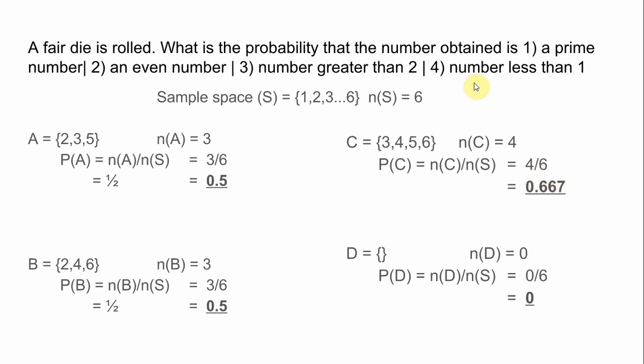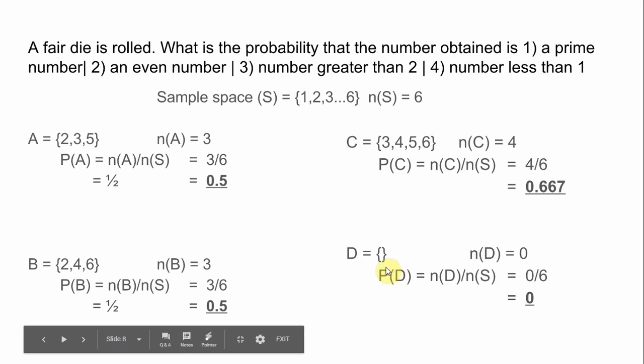Let D be the event of obtaining a number less than 1. When you roll a die, there is no chance that you will get a number less than 1. Therefore, there are no outcomes. Therefore, the probability is 0 by 6, that is 0.